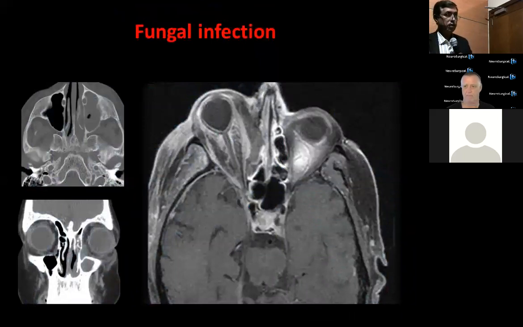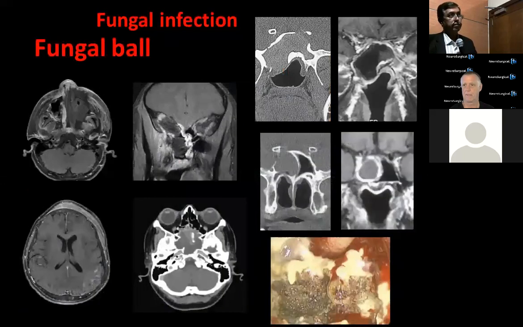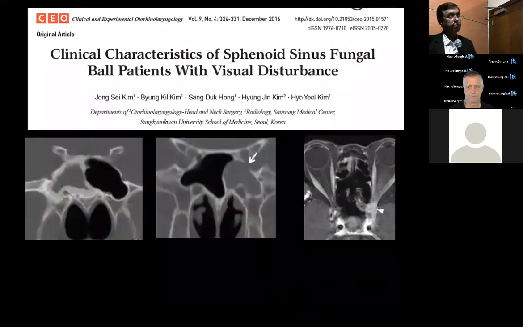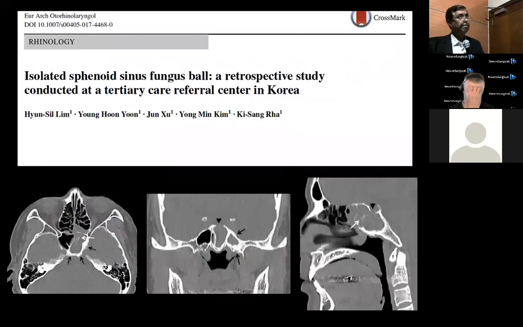Cases of fungal infection, they call it a fungal ball because it's really like a ball, so it can go everywhere. Again, fungal balls or fungal infection, and look at the black debris of the fungus. This is very invasive fungal sinusitis. And here again, a fungal ball causing visual disturbances. Same thing here, ethmoid, sphenoid. Look at the bony destruction here and here.